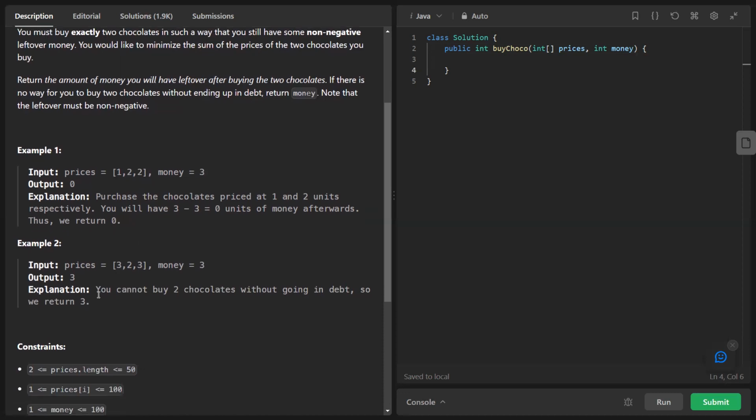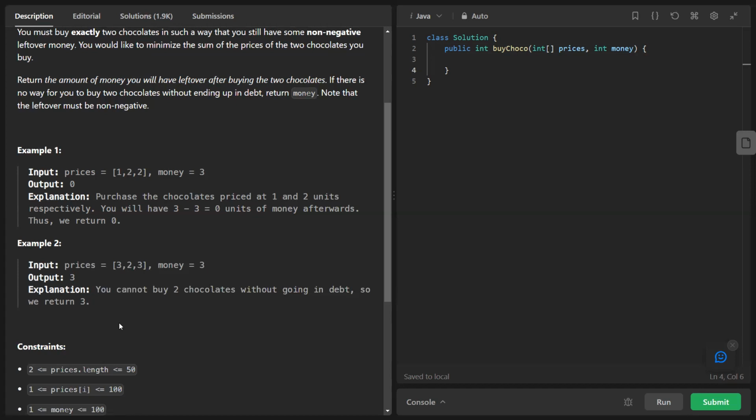In the next example, we can see he has got 3 rupees, but the least priced chocolates are 2 rupees and then 3. So 3 plus 2 is 5. He doesn't have 5 rupees with him. So he will come back home with the entire money, that is 3 rupees. So it's a very easy problem.